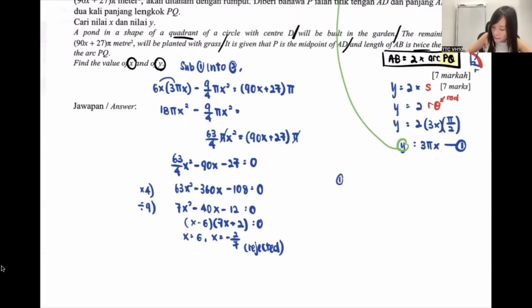How do you find the Y? Sub back. You like equation 1, sub back to equation 1. You like equation 2, sub back to equation 2. Answer, you want to write in pi also can. You want to write in decimal also can. But I'll write in pi lah.